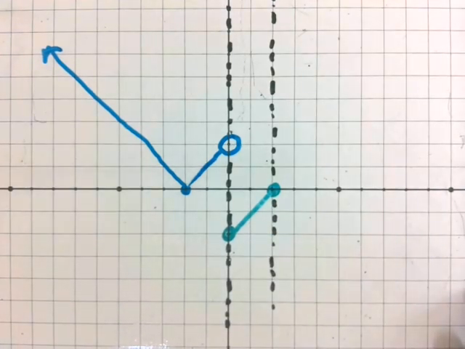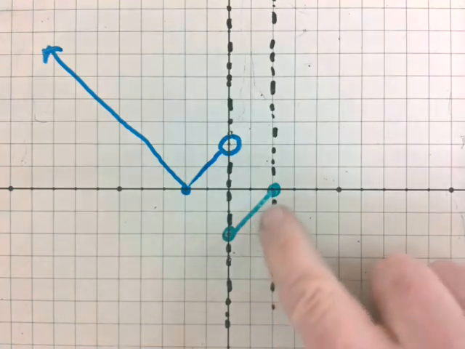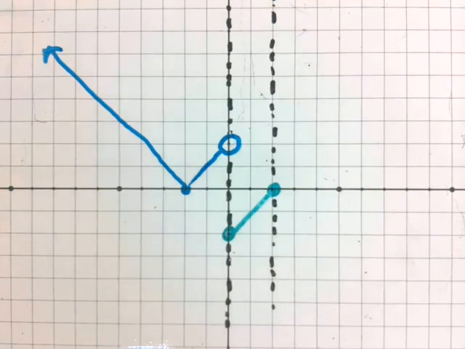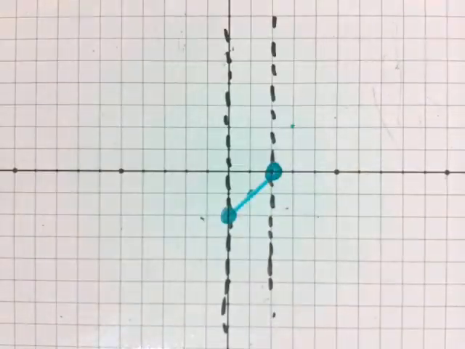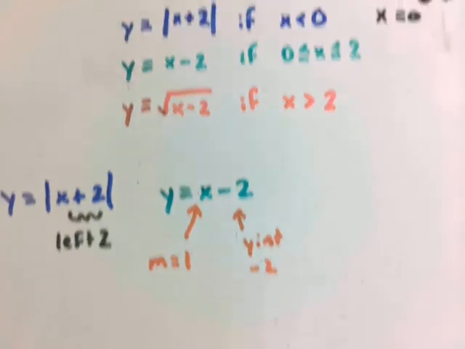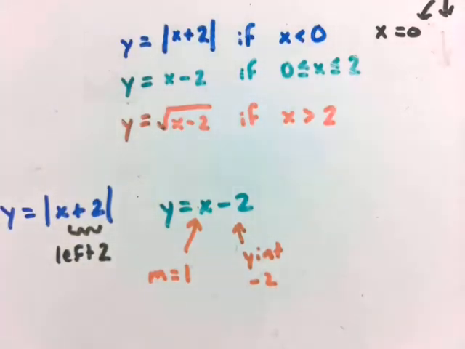So we just graphed the line y is equal to x minus 2, but we only kept the part of the line that was from an x coordinate of 0 over to an x coordinate of 2. We have one more equation that we need to go through and graph, and that is the red equation.